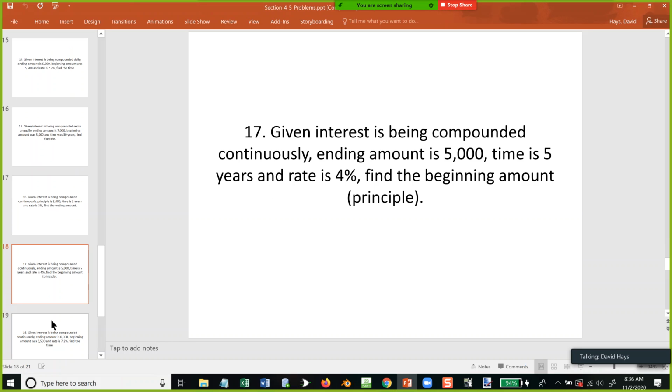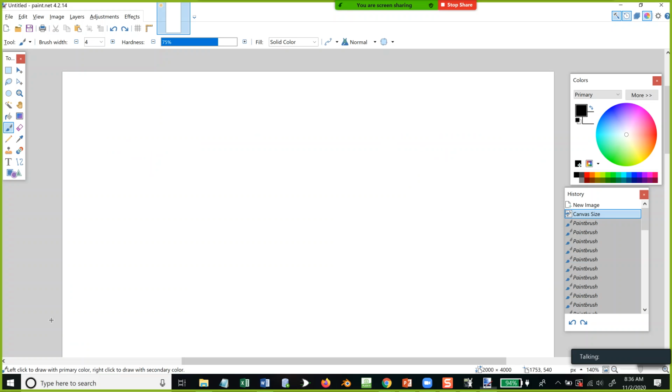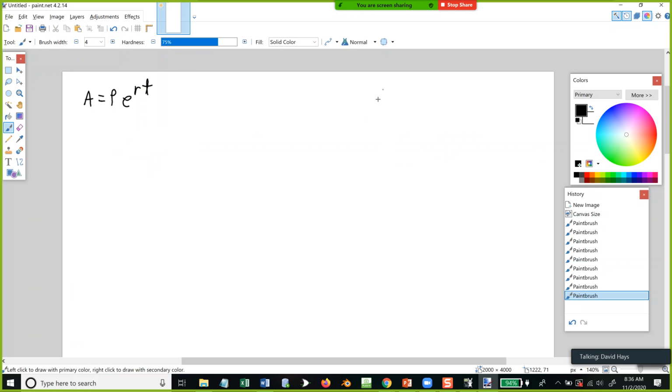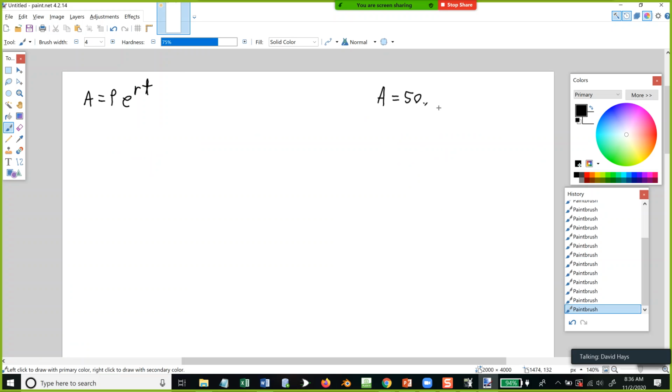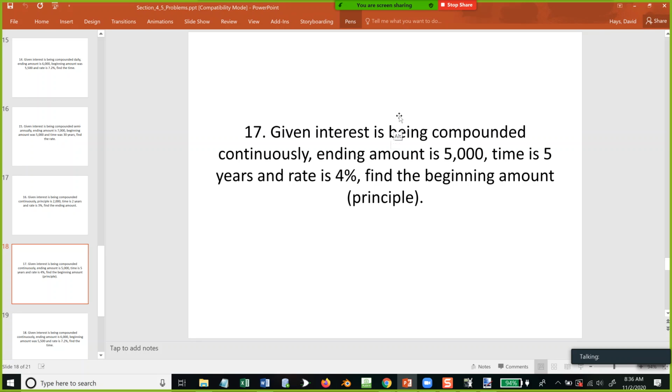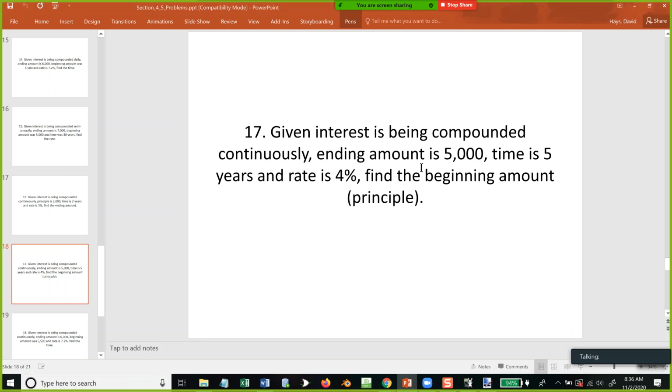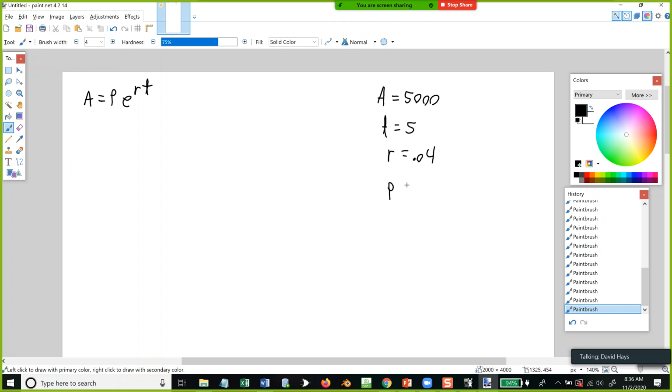Okay, number 17. As I'm sitting there reading through it, it says continuous. So we're going to use our PERT formula. Given interest being compounded continuously and the amount is 5,000, so A is 5,000. Time is 5 years, so T is 5. Rate is 4%, R is 0.04. It says find the beginning amount, so they want us to find P.